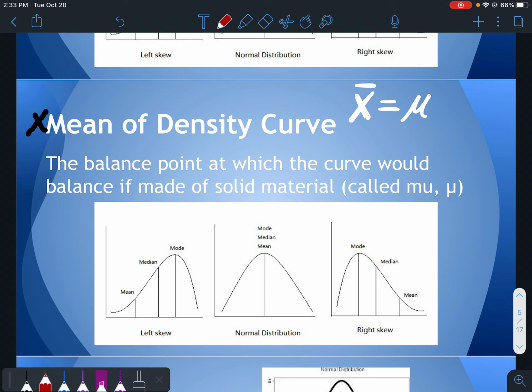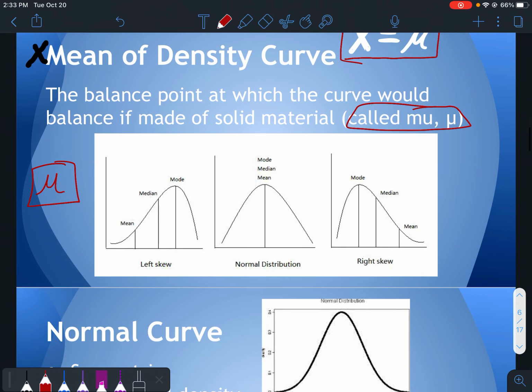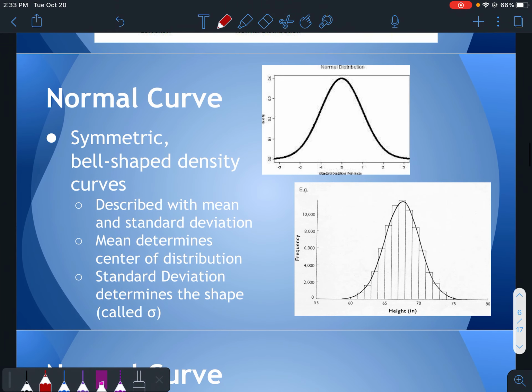When we talk about mean, the only thing I will say is we've used x-bar before for the mean. We're going to call it mu in this chapter. So mu looks like a U with a tail. It's the Greek letter mu, and that stands for the mean. So mu is the mean.